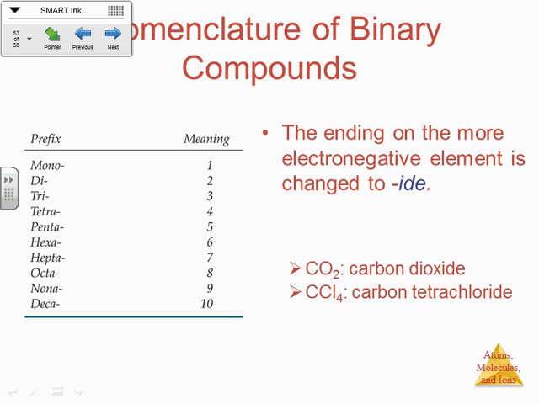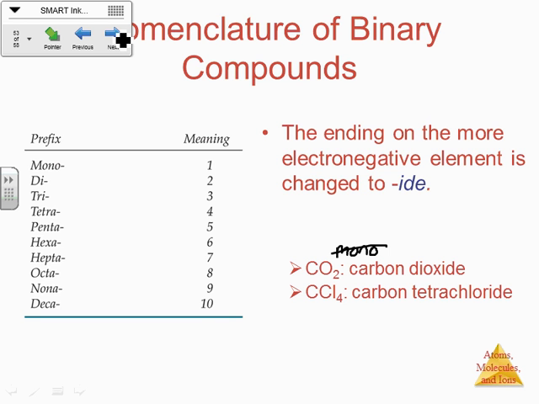So we put the prefix on and we change the last one to IDE, just like we do on the ionic compounds. So examples there, carbon dioxide, because there's two oxygens, carbon tetrachloride. Now notice, we don't say monocarbon dioxide.